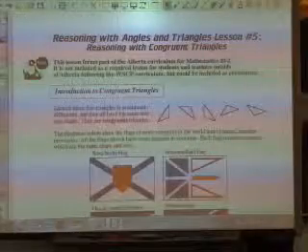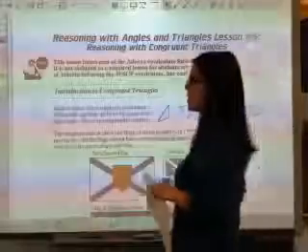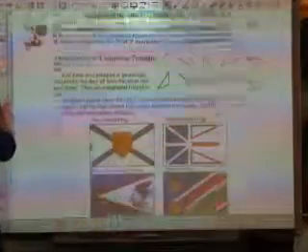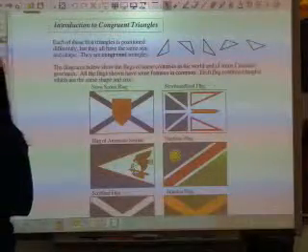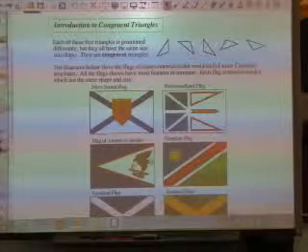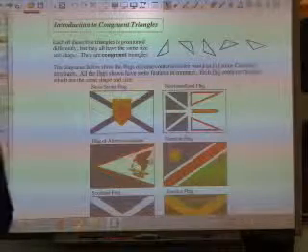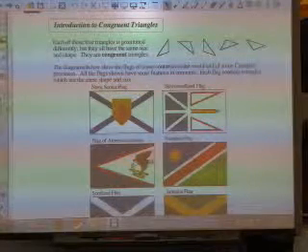Lesson 5, Reasoning with Congruent Triangles. This is part of the Alberta curriculum. If you've noticed in your workbook, some of the stuff says that it's part of the Alberta curriculum. Some of it says it's part of the WNCP curriculum. This is one of those Alberta curriculum type things.